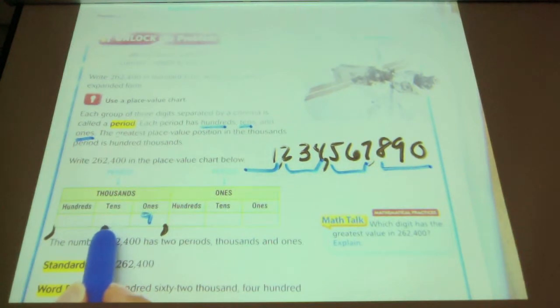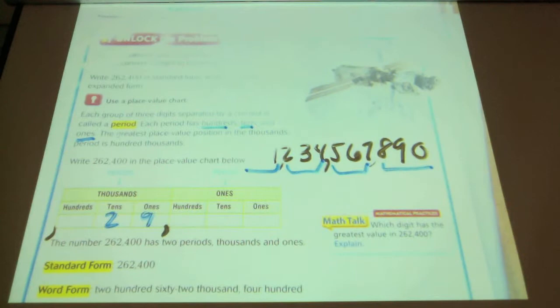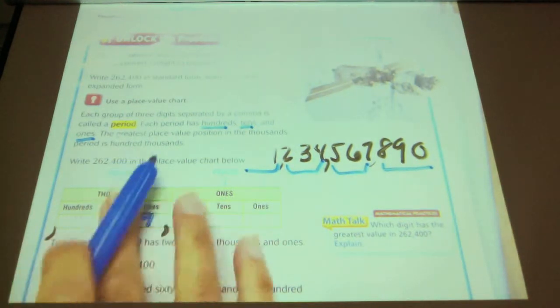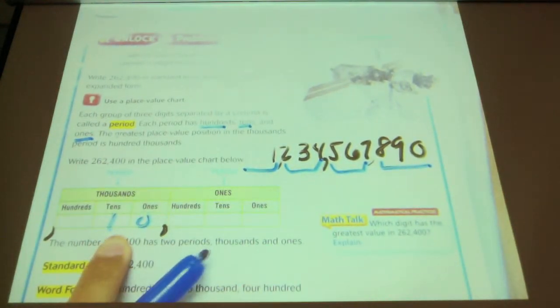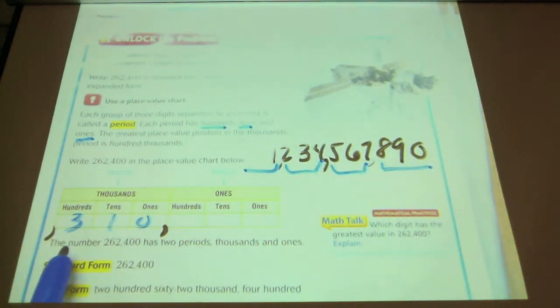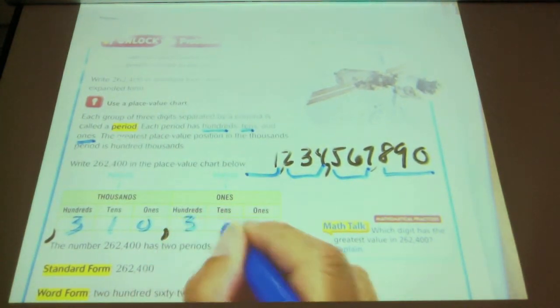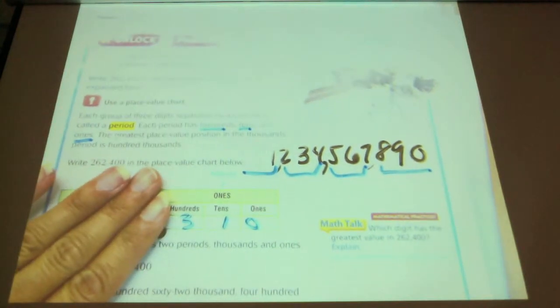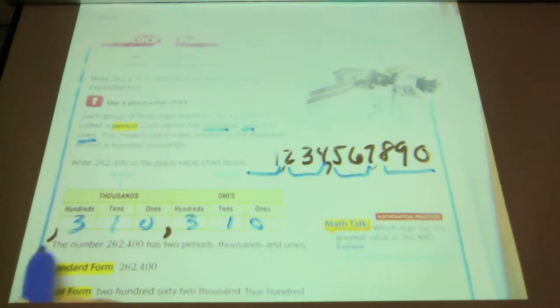It has a tens place. If I put a 2 there, I would know that means 20,000. If I put a 1 there, I'd know that's 10,000 because it's in the 10th place. And then there's a hundreds place. This is 310,000. It's just like I would say here if I did this. What would that number be? 310.